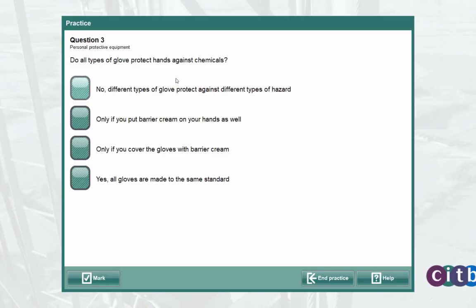Do all types of glove protect hands against chemicals? No, different types of glove protect against different types of hazard. Only if you put barrier cream on your hands as well. Only if you cover the gloves with barrier cream. Yes, all gloves are made to the same standard.